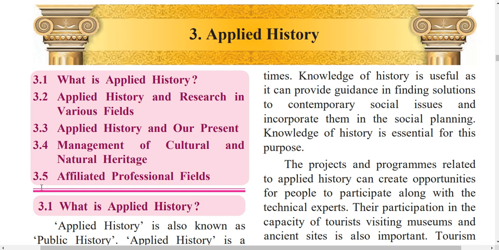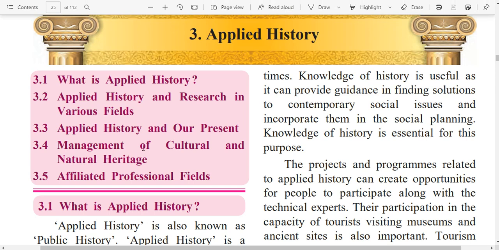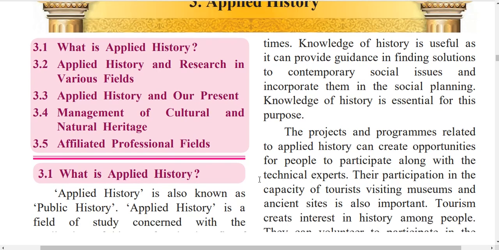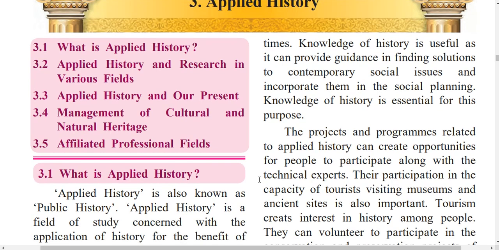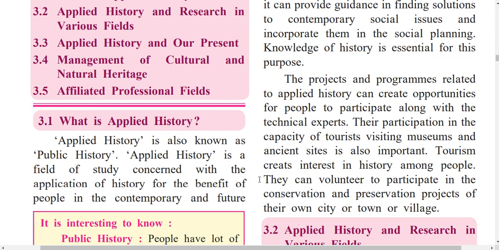It has 5 sections. 3.1, what is applied history? 3.2, applied history and research in various fields. 3.3, applied history and our present. 3.4, management of cultural and natural heritage. 3.5, affiliated professional fields. So now let's see these 5 sections one by one.